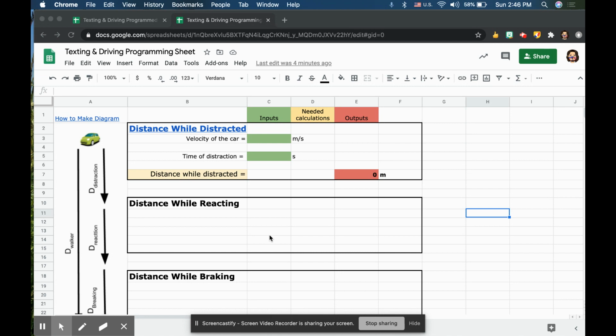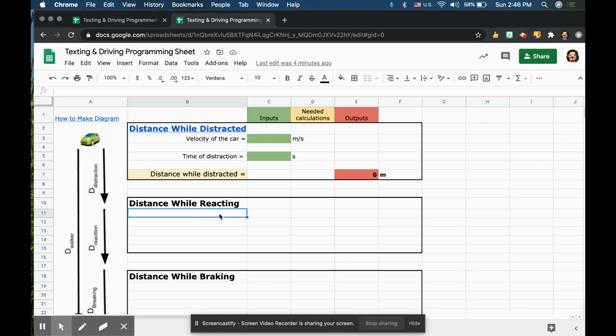So this specific chunk is not too different from the distance while distracted. If you did that okay, you should be able to do this piece okay. Our first step, once again, is to type in our velocity of the car because we need to know that in order to find the distance. So in B11, under distance while reacting, I type that in, under the inputs column.